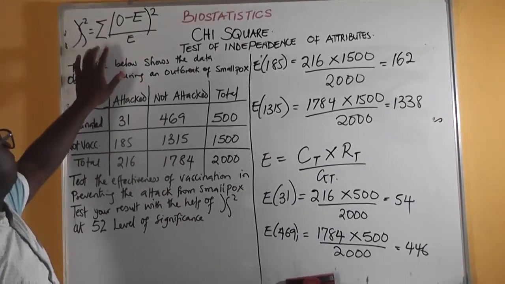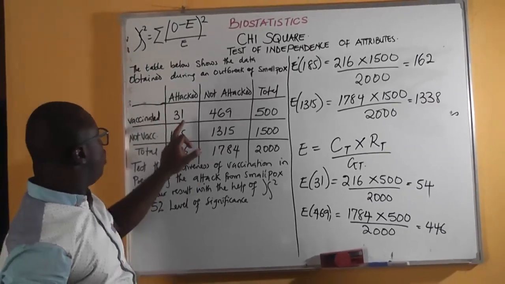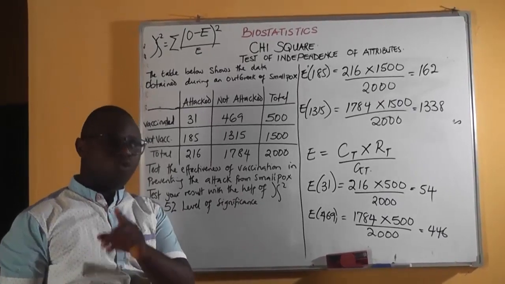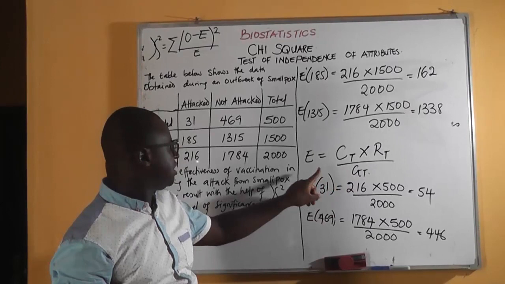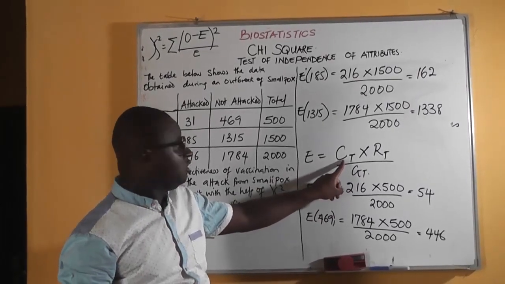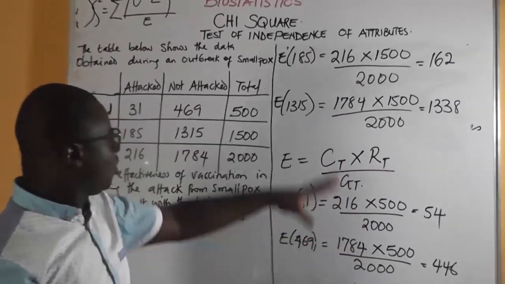This is the formula we're going to be using, and in the question, only observed values were given. So we are the ones that will look for what? We look for expected values. And to determine expected value, the formula we use: expected value is equal to column total multiplied by row total all over ground total. And then we have done all of that.